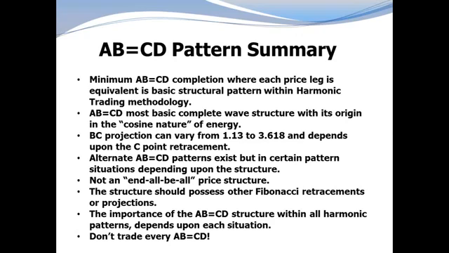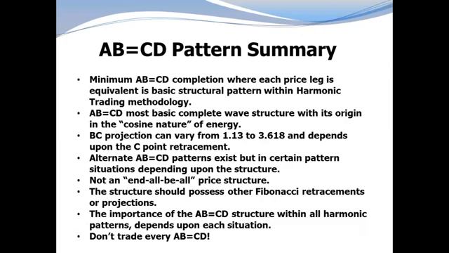So we can analyze this basic type of AB equals CD pattern and apply measurement strategies to capitalize on where these flexion points will occur. The BC projection can vary from a 1.13 to as much as a 3.618, but it depends upon the C point retracement to establish the reciprocal ratio. Alternate AB equals CD patterns do exist, but certain pattern situations depend upon the structure itself. One of the overestimations of this AB equals CD pattern is that it's not the end-all be-all price structure.